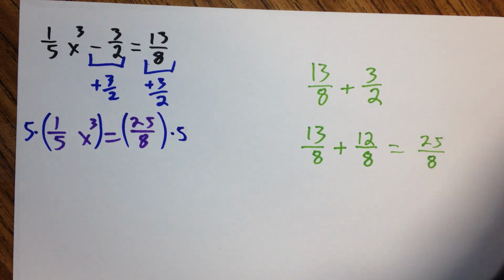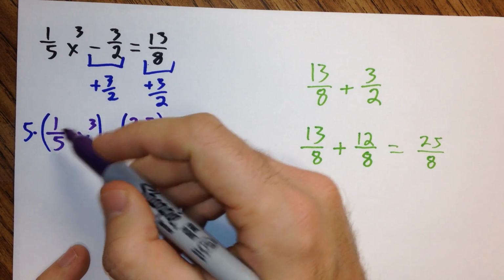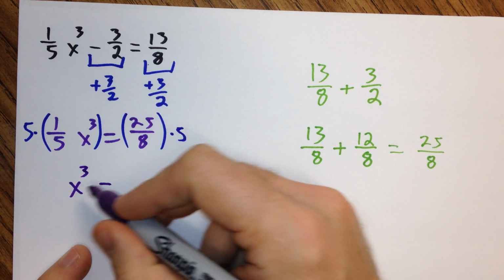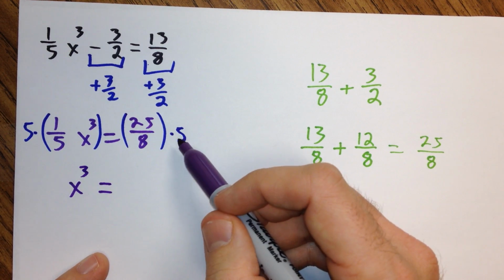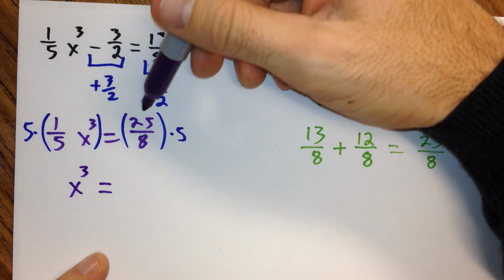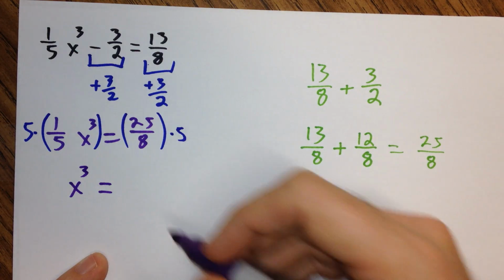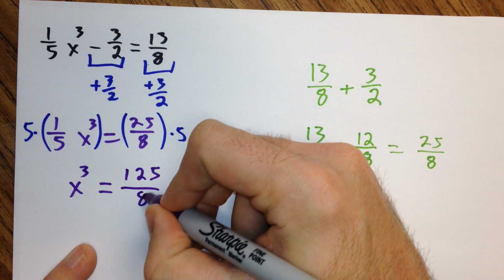But what I'm going to do is multiply both sides by 5. This 5 and this 1/5 become 1, giving us just x cubed on the left. And on the right, I have 25/8, but I have 5 of them. So now I used to have 25 of these things. Now I have 5 times 25 of these things. And 5 times 25 is 125/8.